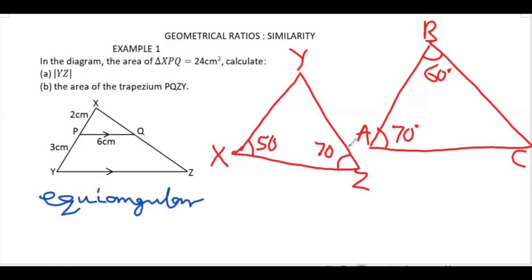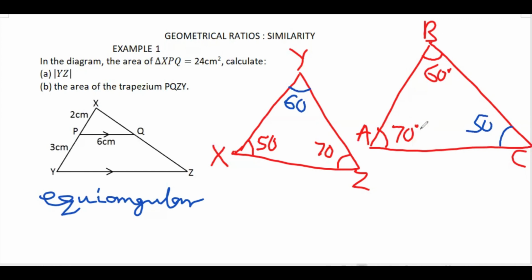How do we know whether they are equiangular? All their corresponding angles must be the same. What's the third angle in triangle XYZ? 50 plus 70 gives us 120. Subtract from 180, and we get 60 degrees here. For this one, 60 plus 70 gives us 130. Subtract 130 from 180, we get 50 here. So it is now obvious that the two triangles have their corresponding angles equal.